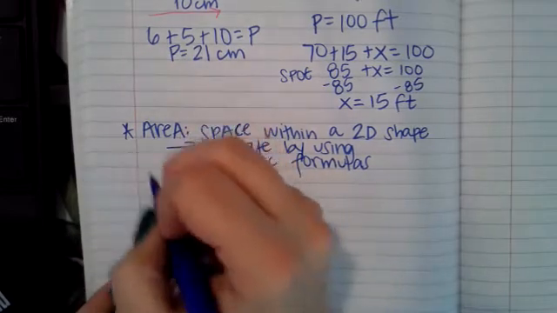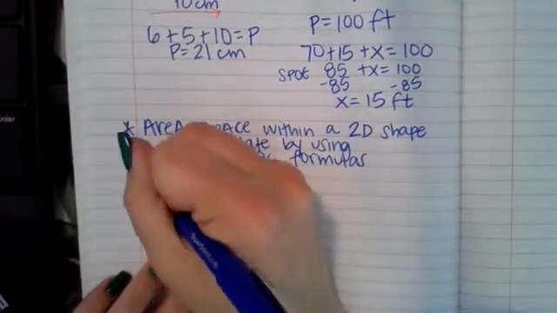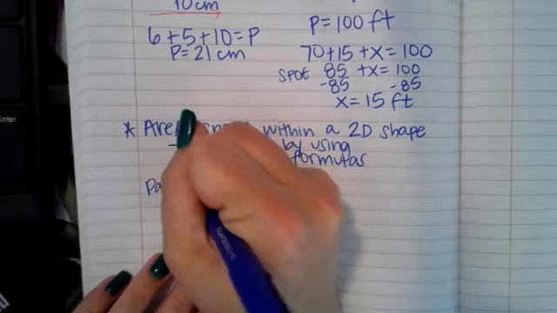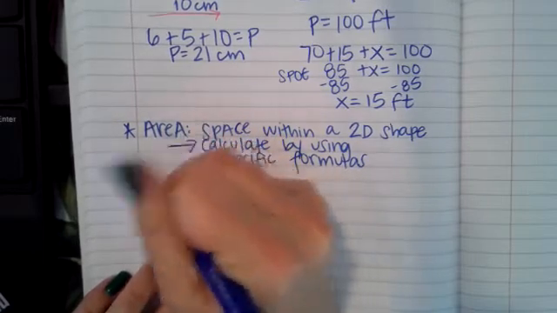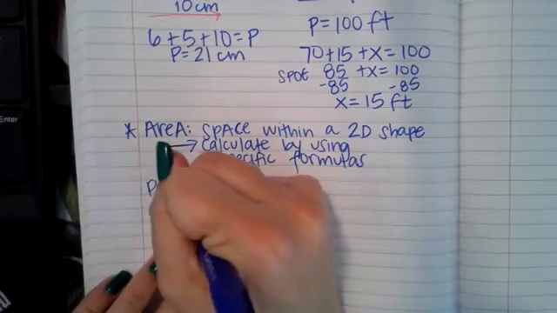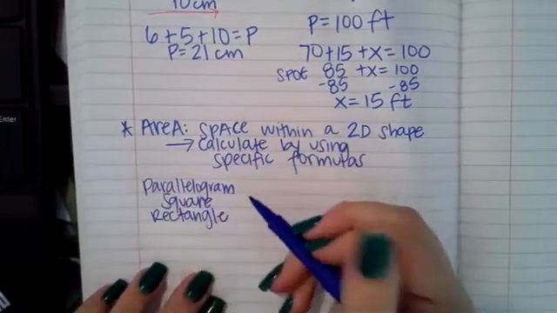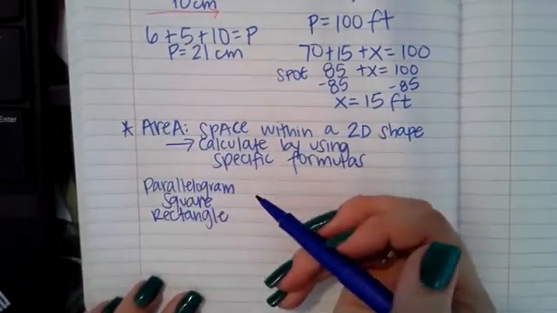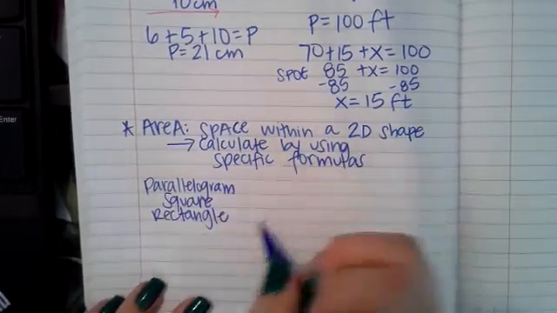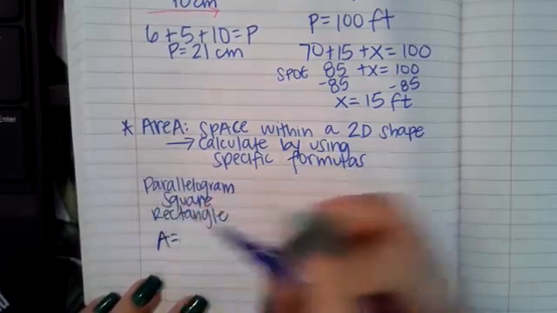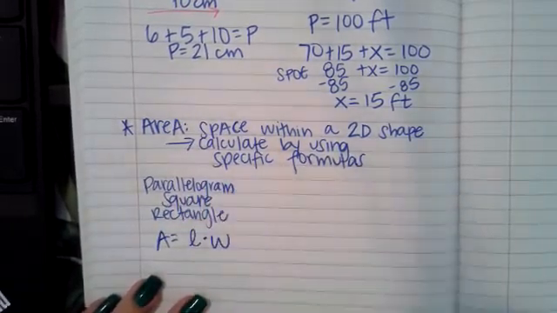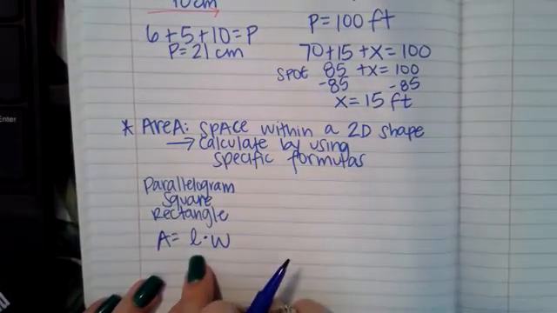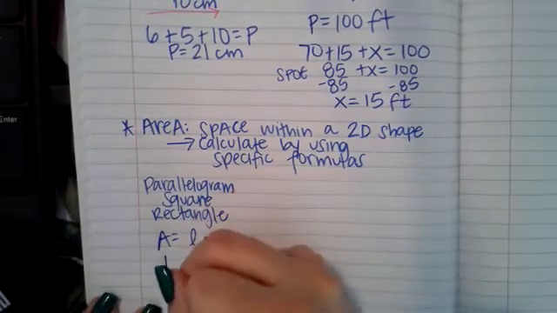So for a parallelogram, square, and rectangle, anything that classifies into one of these categories, parallelogram, square, and rectangle, the way we find the area is we take the length times the width. I'm using the cursive L. So we take the length times the width.